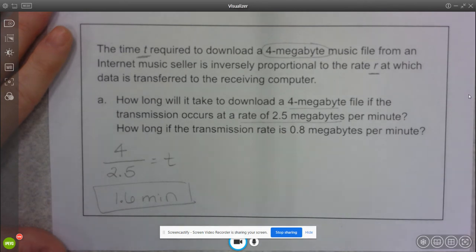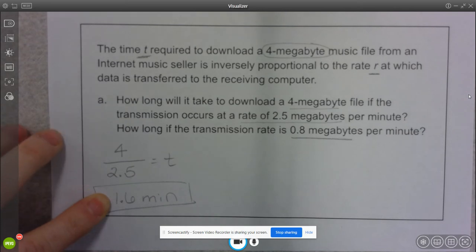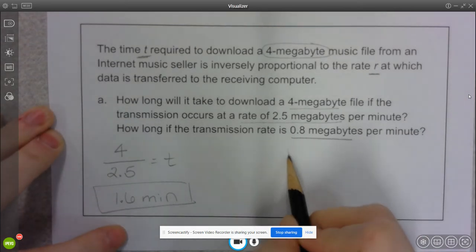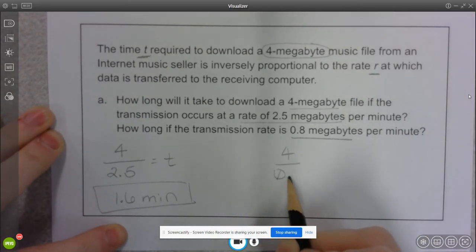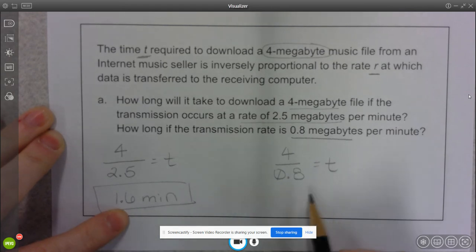Now, if my download rate or my transmission rate now drops to 0.8 megabytes, since my rate has gone down, I would expect the amount of time to go up. So I'm going to do 4 divided by 0.8, and that's going to tell me my time. I'm going to assume that it's going to be higher than 1.6, which it is. It's actually 5 minutes.